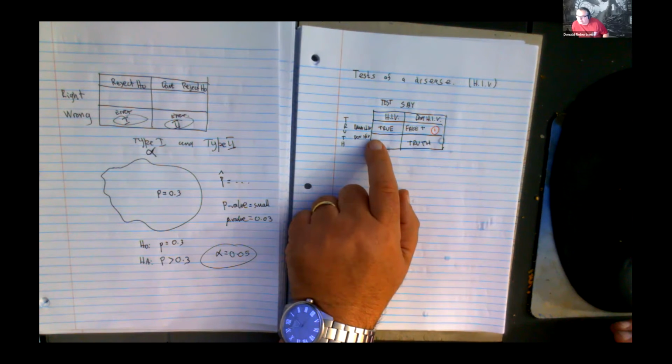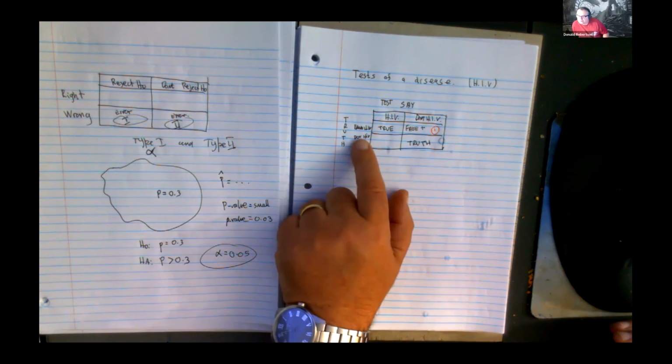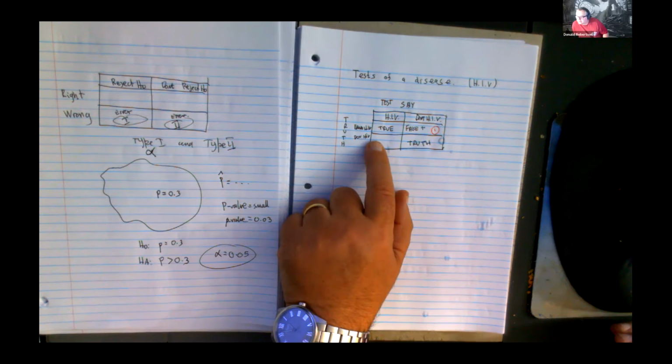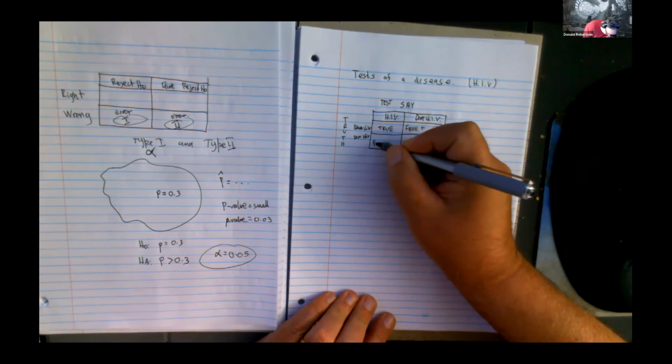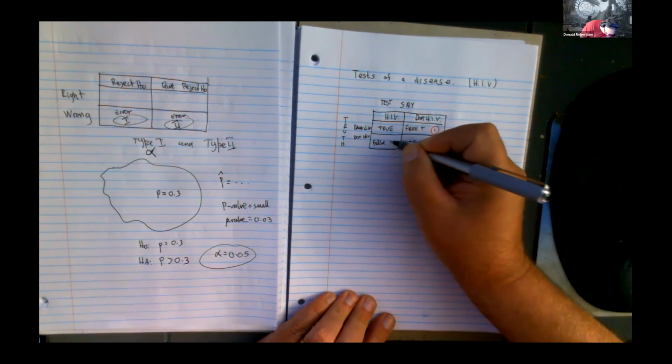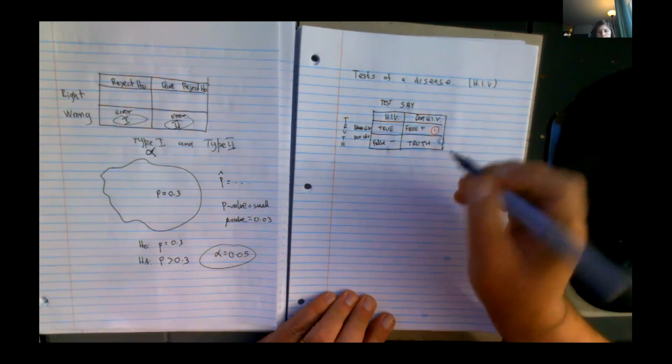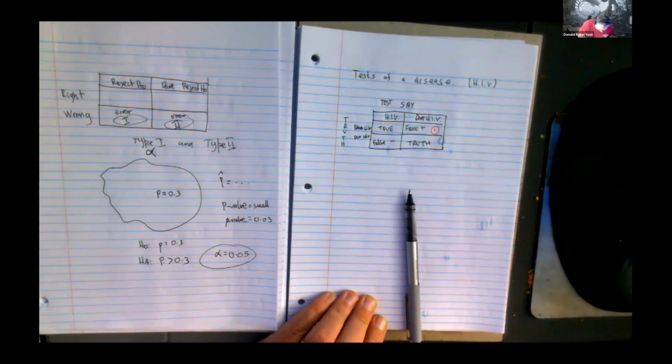In the medical world, if this is called a false positive, do you know what this error is called? It's called a false negative, correct. So if you're in the medical world, you've probably heard these terms. And there's our type 2 error.